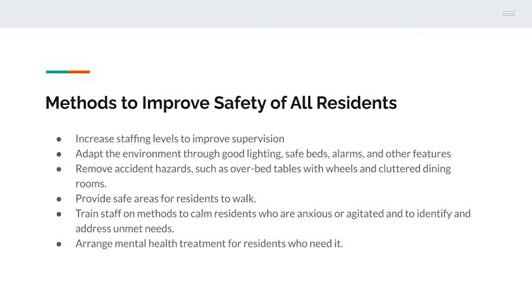Methods to improve safety of all residents include increased staffing levels to improve supervision. Adapt the environment through good lighting, safe beds, alarms, and other features. Remove accident hazards such as overbed tables with wheels and cluttered dining rooms. Provide safe areas for the residents to walk. Train staff on methods to calm patients who are anxious or agitated and to identify and address unmet needs. Arrange mental health treatment for residents who need it.